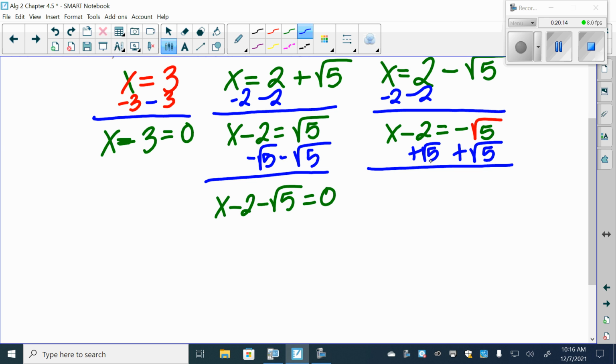Which will almost be the same as the other one, except we're going to be adding the square root of 5. So really what happened, the signs in front of each of the numbers flipped, didn't they? Okay. Any questions on this here so far?